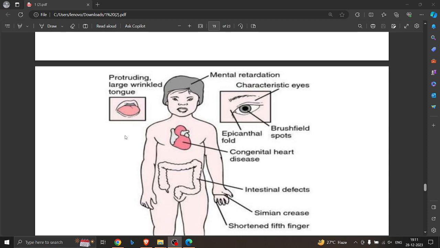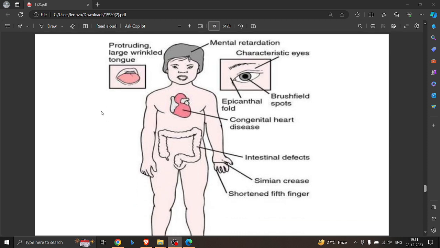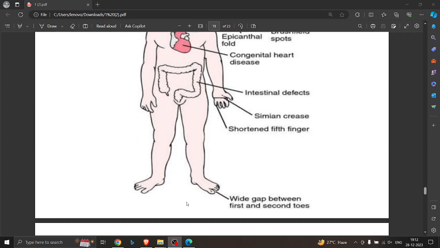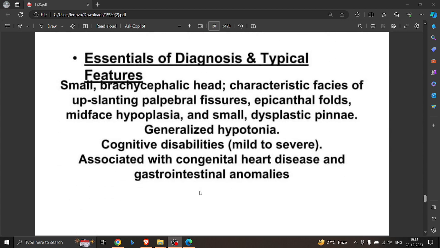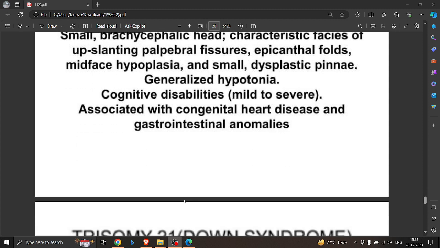Okay, this picture shows a protruding large wrinkled tongue, mental retardation, characteristics of the eye, congenital heart disease, intestinal defects, shortened fifth finger, and a wide gap between the first and second toes. So these are the certain diagnosis and typical features, which include congenital heart disease and also disabilities which might be mild to severe. It also includes gastrointestinal abnormalities.